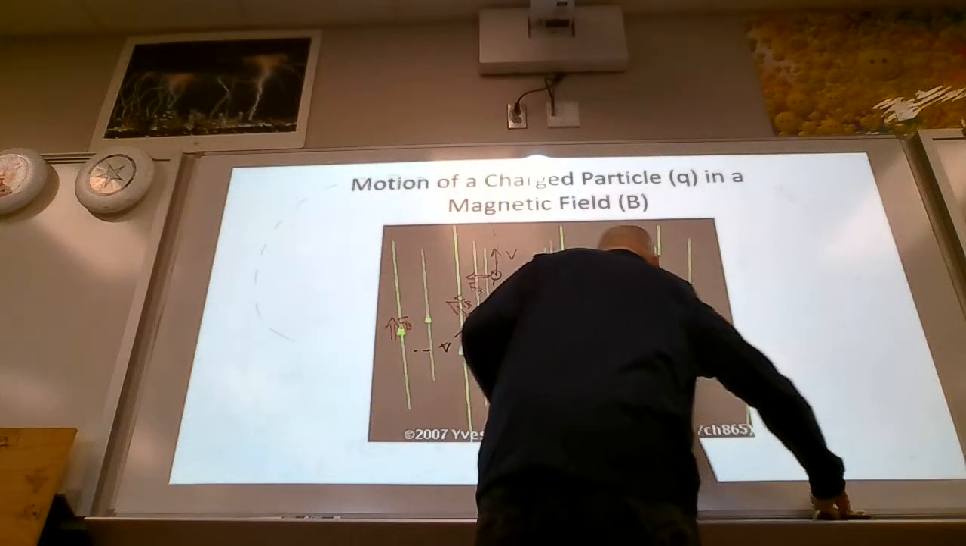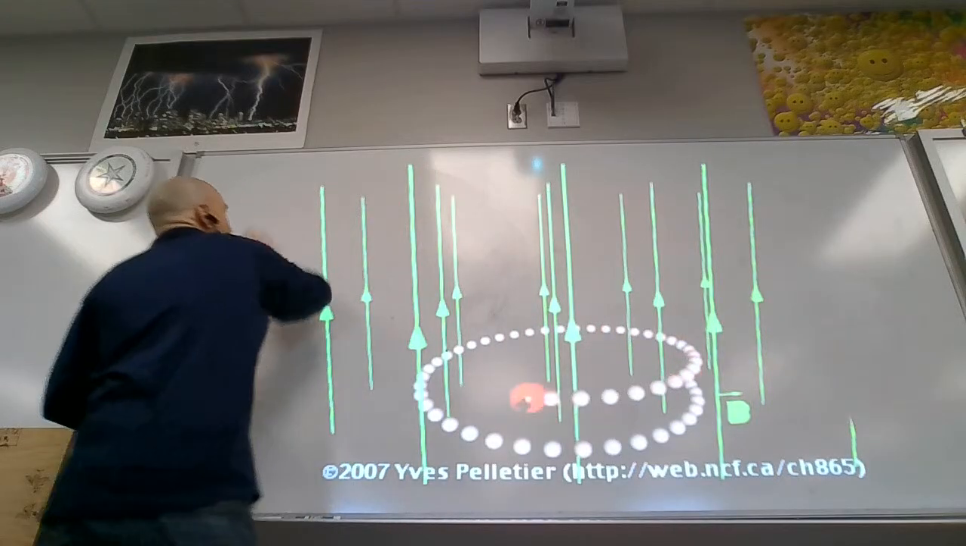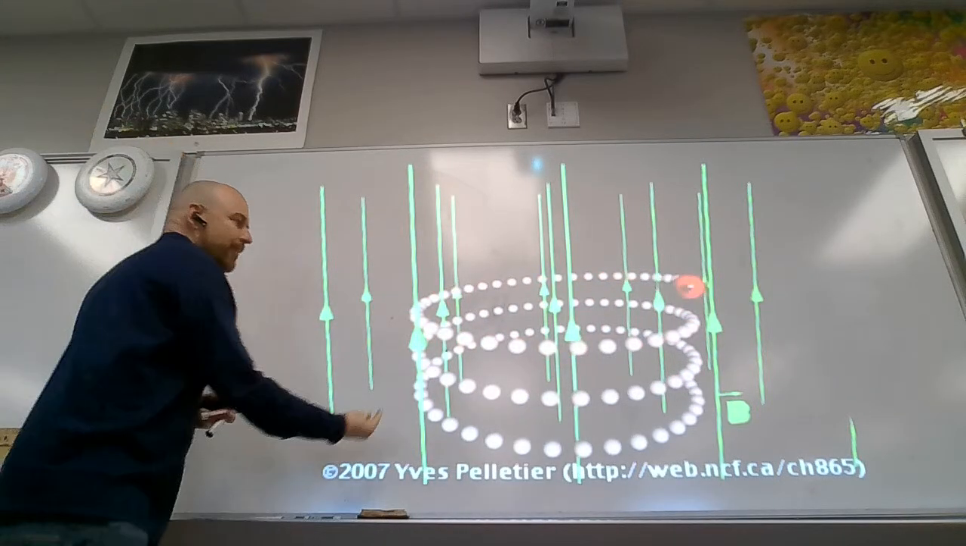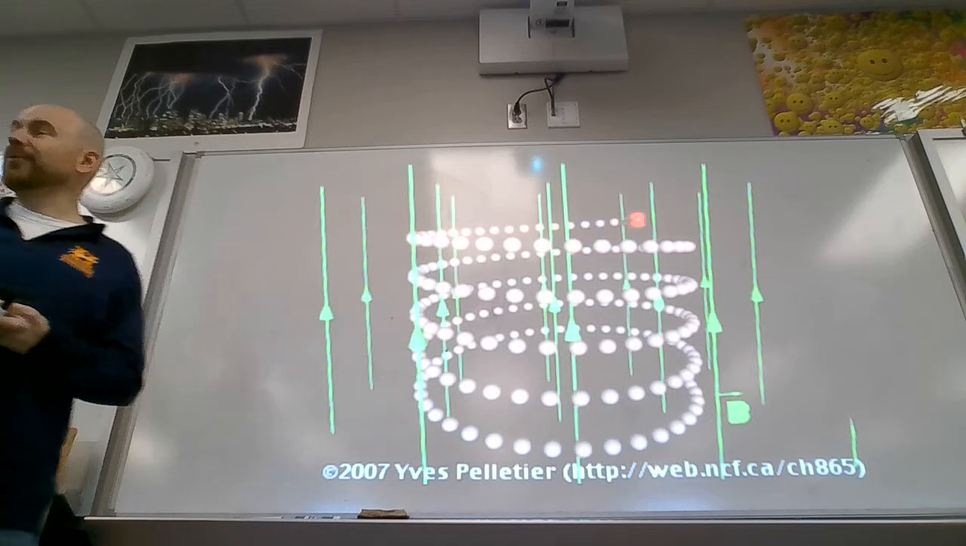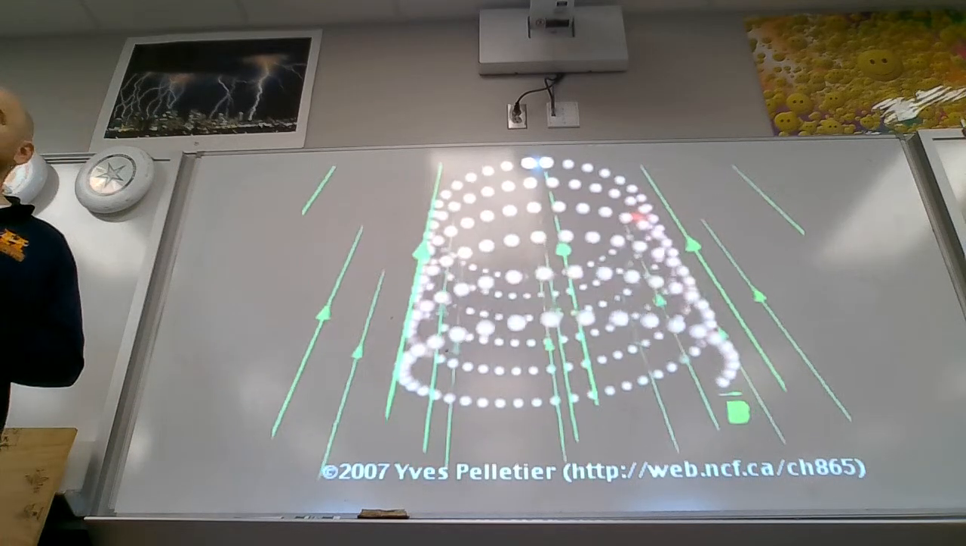So, if we shoot a charged particle through a magnetic field, it's going to go in a circle. This one's going in a spiral because it had some velocity going parallel to the direction of the magnetic field, which there's no force for. So it just spirals up.